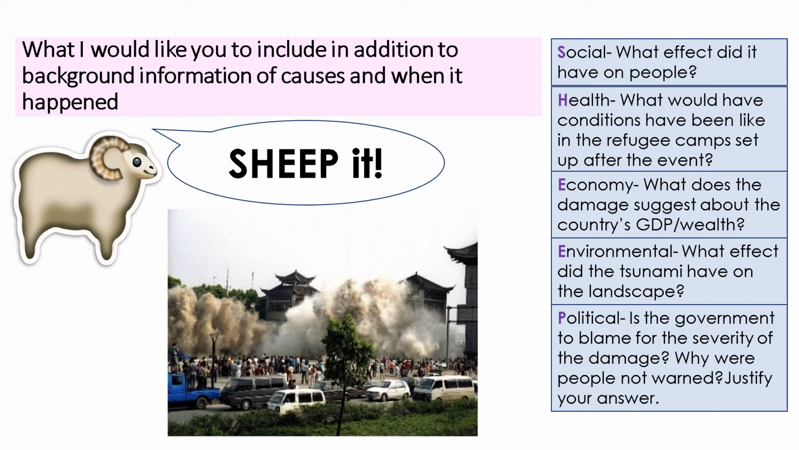Also E for environmental, so what actually happened to the landscape. The Japanese tsunami, when you actually look at a lot of the footage of it, it looks like oil's come all over the land. So think about what happened to that water. Also the Fukushima nuclear power plant, I think that's certainly a big environmental issue there. And then political. Is the government to blame for the severity of the damage? Why weren't people warned, or were they warned? Japan has an excellent warning system. They also have tsunami walls. Look to see if you're doing that one. Why were the walls not effective?